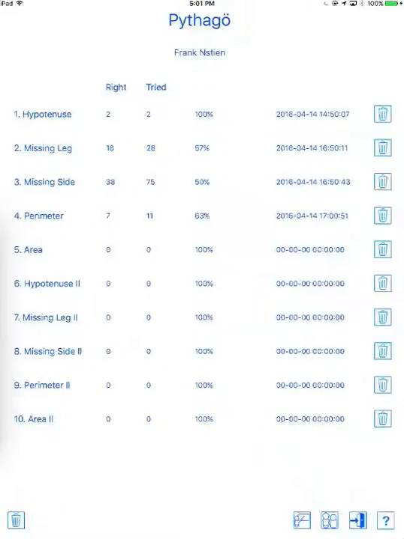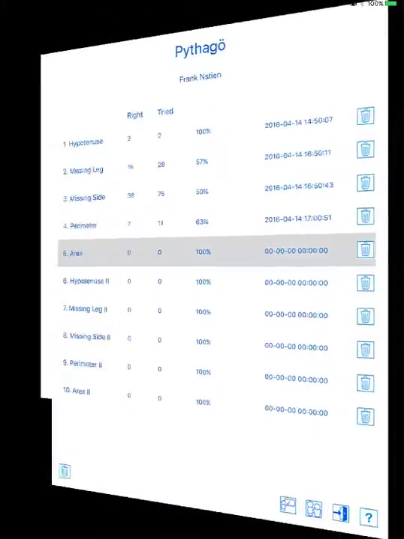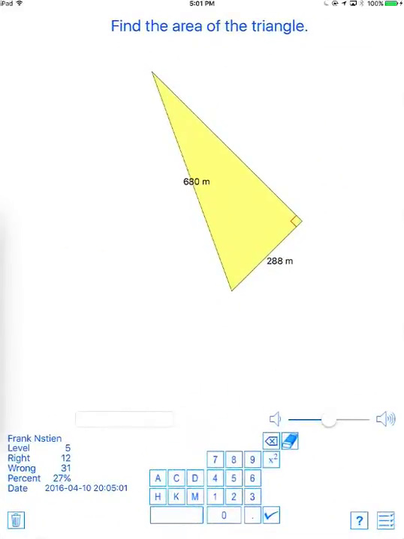Let's have a look at level 5 area. Okay, for this one, we want to find the area of the triangle, and you're either going to be missing one of the legs, or you could be missing the hypotenuse, right? Now, because this is area, it's base times height. Okay, base and height are perpendicular.